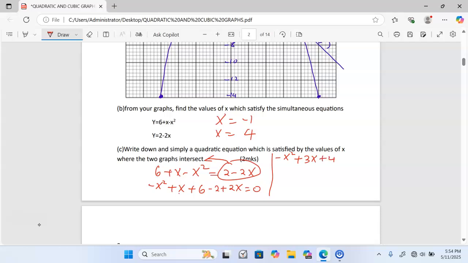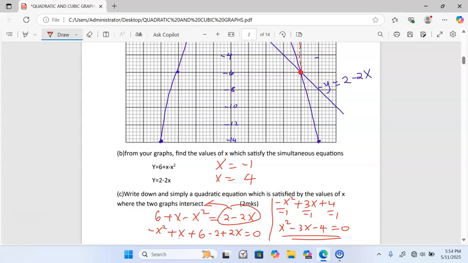If you divide all through by -1, we are going to have x squared, positive minus will be minus 3x, then positive minus will be minus 4, and this one will be equal to 0. And this is a simplified equation or a quadratic equation for the two functions where they intersect.